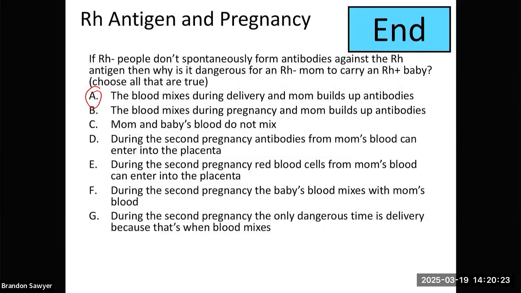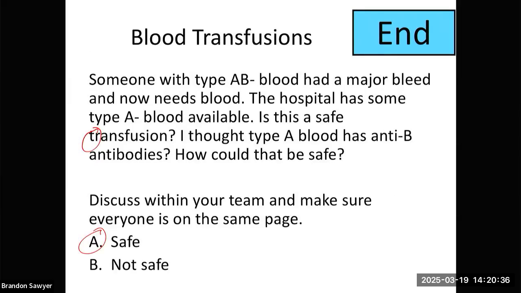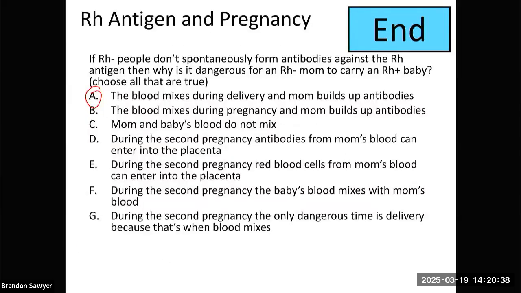And then did you have another one? Trying to narrow it down. Okay. Yeah, so D would be the other correct answer here. So during the second pregnancy, antibodies from the mom's blood can enter into the placenta. Okay. So here's the deal. Red blood cells are too big to get through the barrier between the placenta and the mom, but antibodies are not too big to do that. They can get through, right?